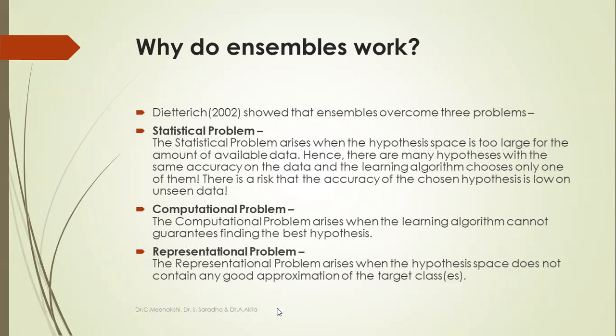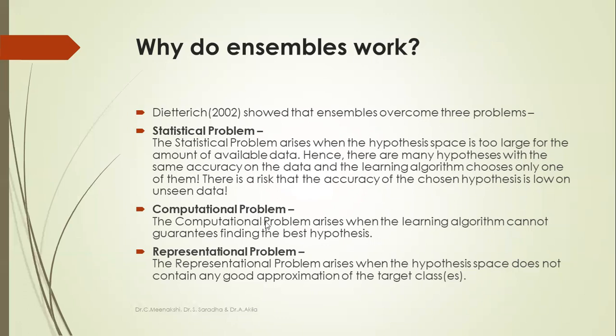There are 3 problems that can be overcome by this ensemble approach. The statistical problem arises when the hypothesis space is too large for the amount of available data. Hence, there are many hypotheses with the same accuracy on the data, and the learning algorithm chooses only one of them. So this is risky, as the accuracy of the chosen hypothesis is low on unseen data.